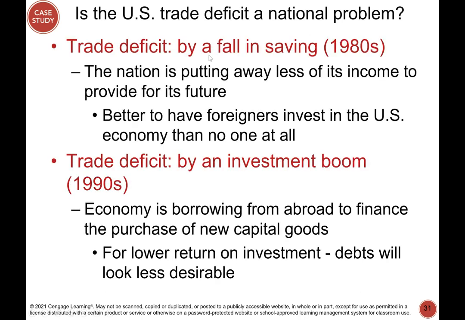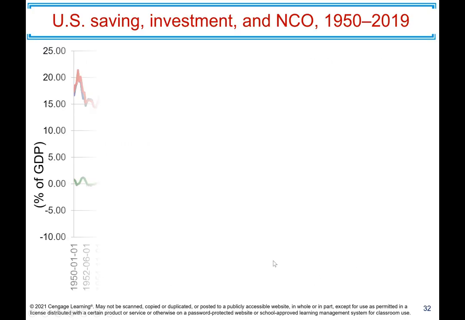Trade deficit caused by a fall in saving, 1980s: the nation is putting away less of its income to provide for its future. Better to have foreigners invest in the US economy than no one at all. Trade deficit caused by an investment boom, 1990s: the economy is borrowing from abroad to finance the purchase of new capital goods. For a lower return on investment, debt will look less desirable.